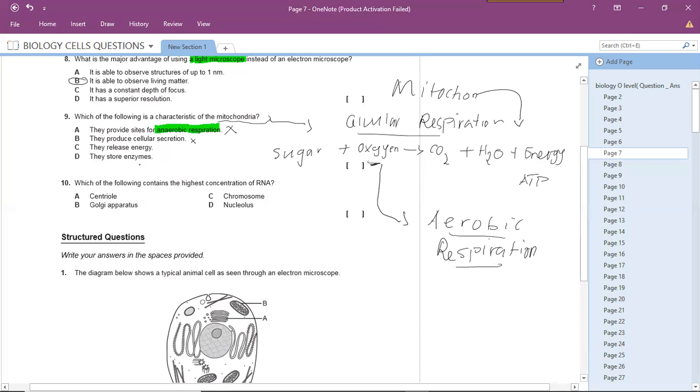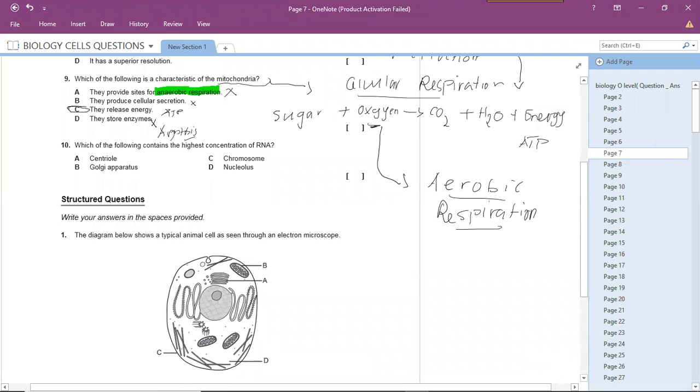They store enzymes. Not necessarily the best answer. They do store certain enzymes for a process that I won't mention because you're in high school. It's called apoptosis, but I'm not going to explain anything. There are some enzymes that are carried out in the mitochondria for apoptosis. Your answer has to be they release energy, ATP, cellular respiration in the form of ATP. So our answer will be this one there.